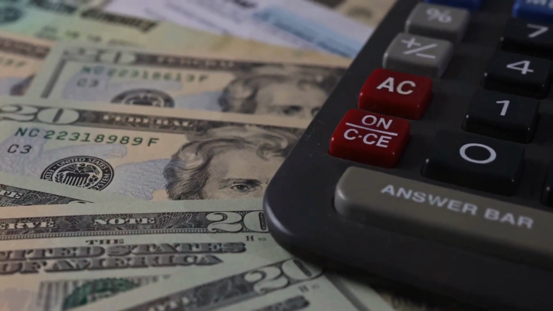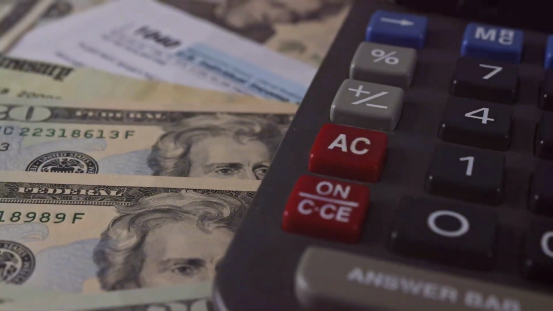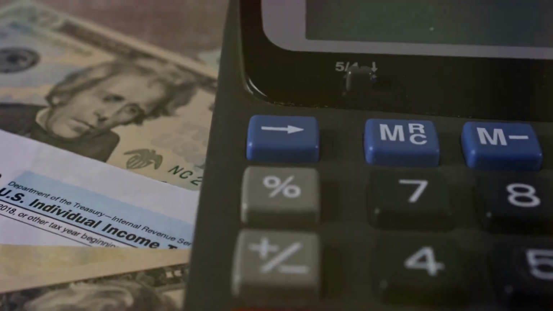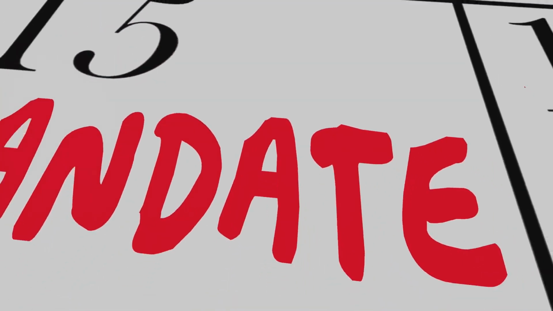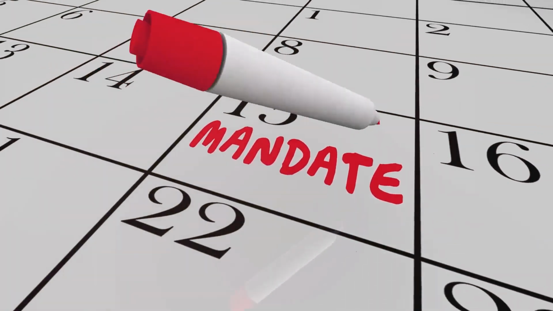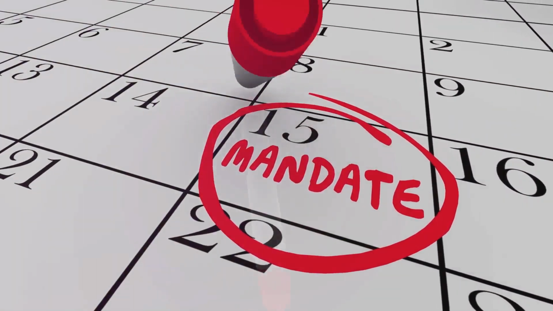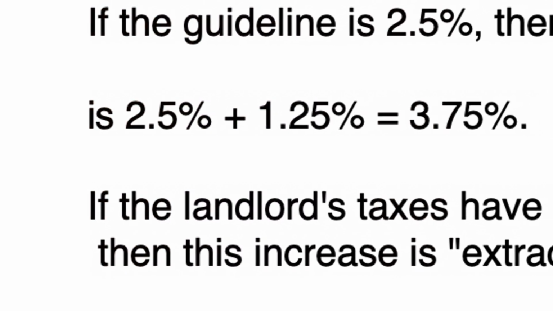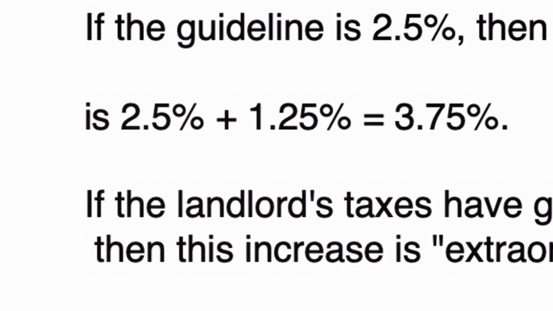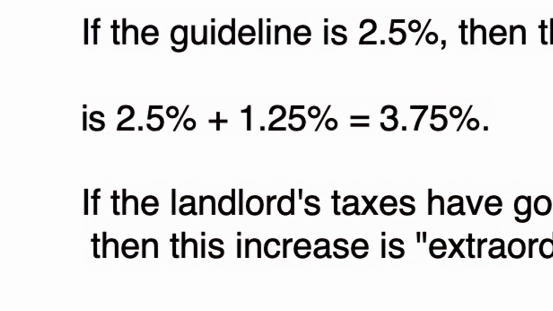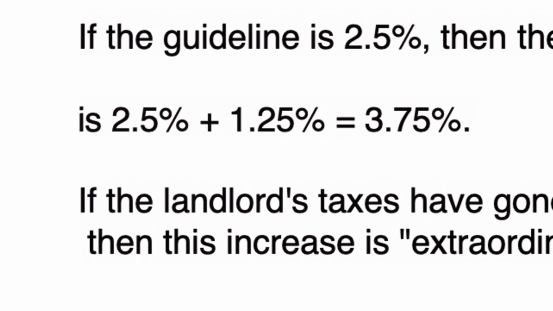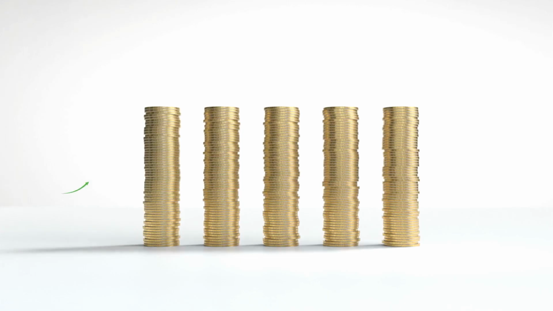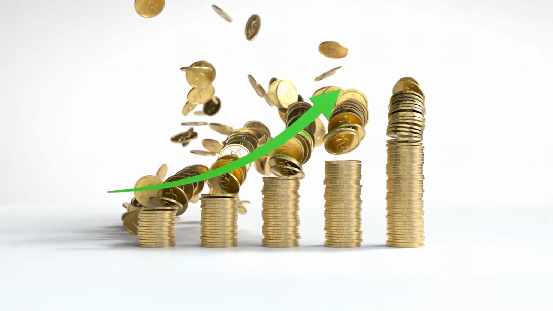An increase in the cost of municipal taxes and charges is extraordinary if it is greater than the annual rent increase guideline plus 50% of the guideline. Use the guideline for the year in which the first intended rent increase for the units covered by the application will take effect. If the guideline is 2.5%, then the guideline plus 50% of the guideline is 2.5% plus 1.25%, which equals 3.75%. If the landlord's taxes have gone up by more than 3.75%, then this increase is extraordinary.